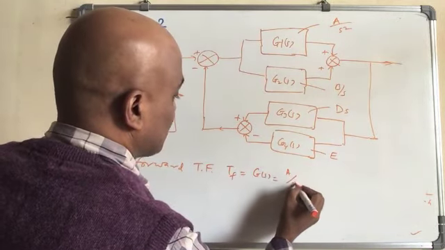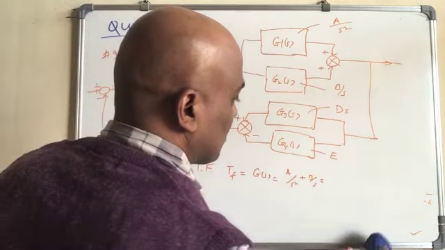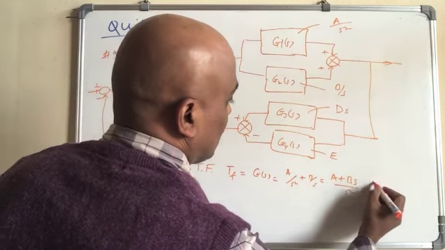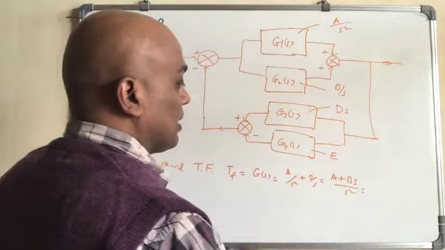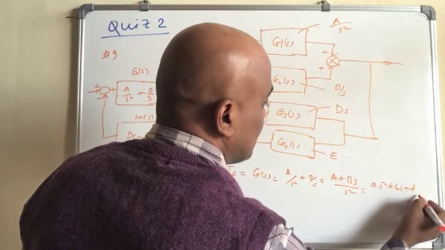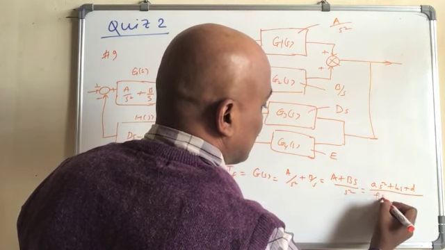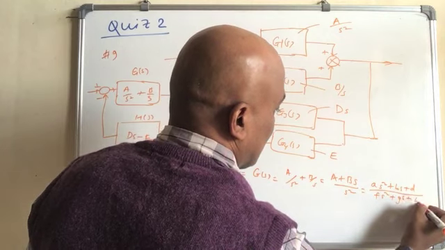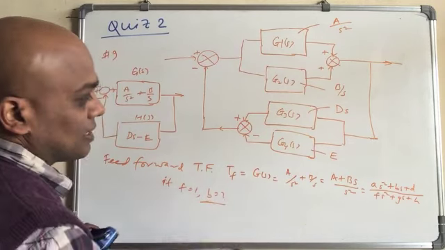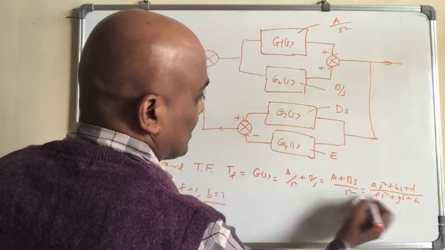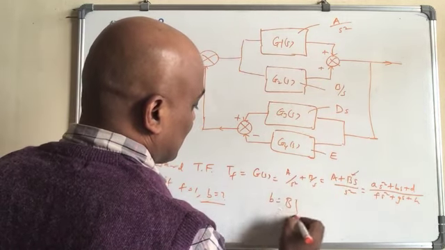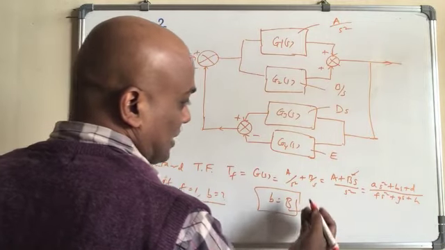G S is A over S square plus B over S, and this is equal to A plus B S over S square. The question has this equal to A S square plus B S plus D, and then F S square G S H. The question again says if F equal to 1, B equal to 1. F equal to 1 is already there, and B equal to 1 means the coefficient of S is 1, and the coefficient of S is B. So B will be equal to capital B. This is what the answer will be.